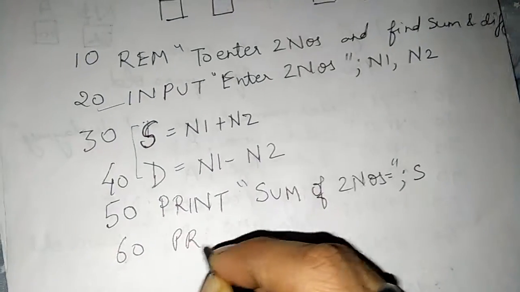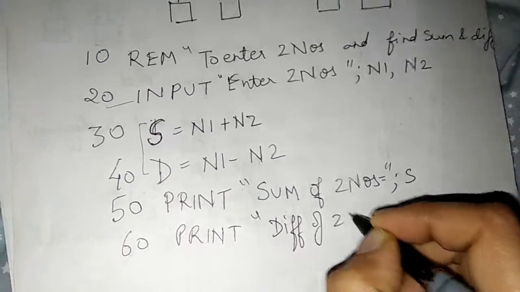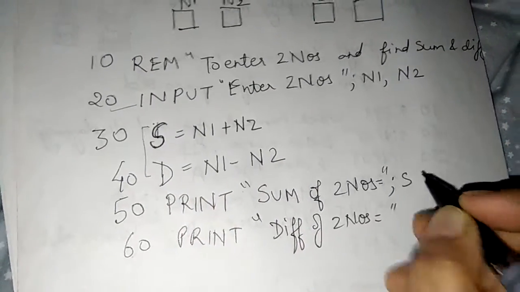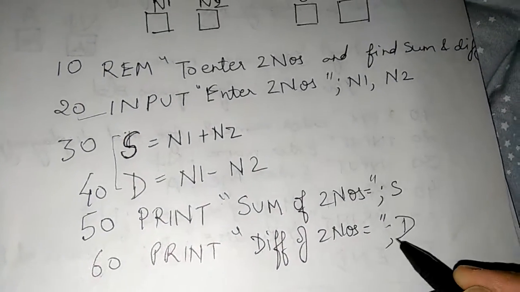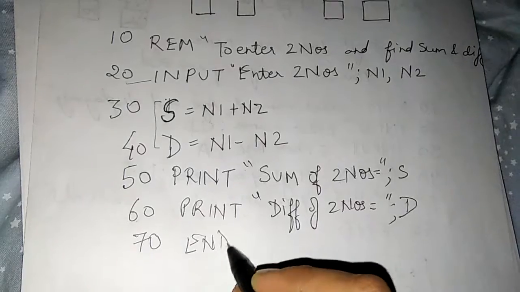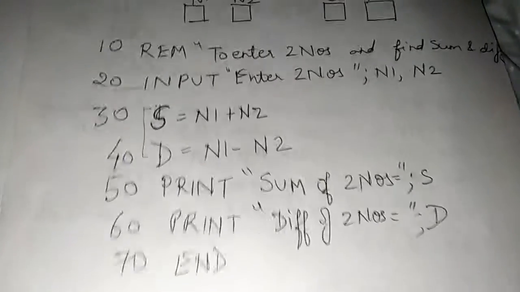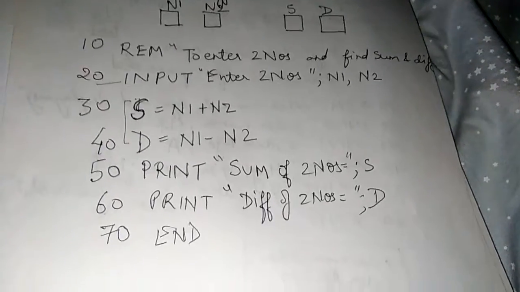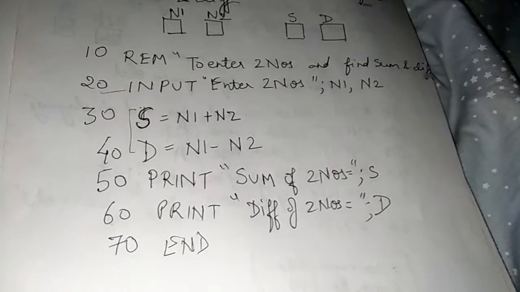Print "difference of two numbers is equal to". Everything in double quotes will be printed as it is. The d variable is the end result. Okay. Finally, end. In BASIC programming it is very easy, but other programming languages are also easy. First, my main aim is to help you learn developing the code, how to develop the code.